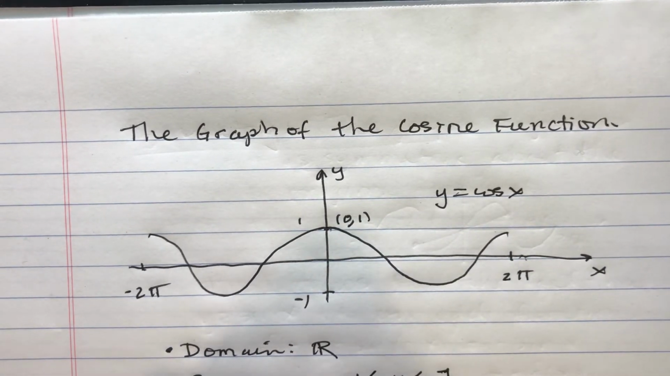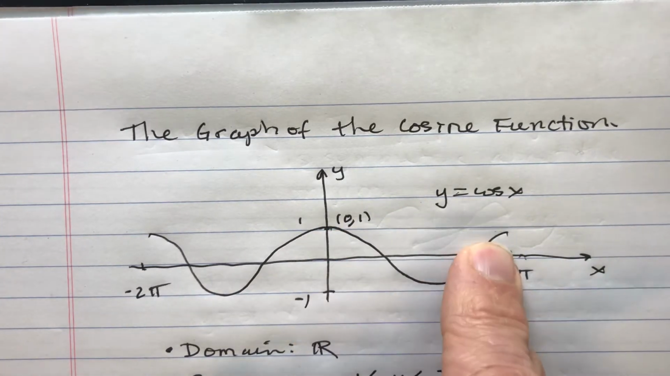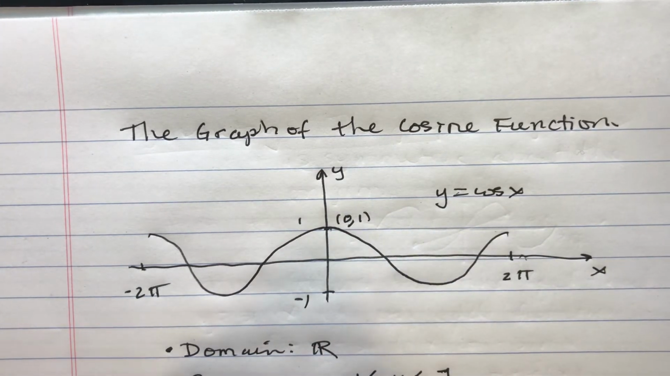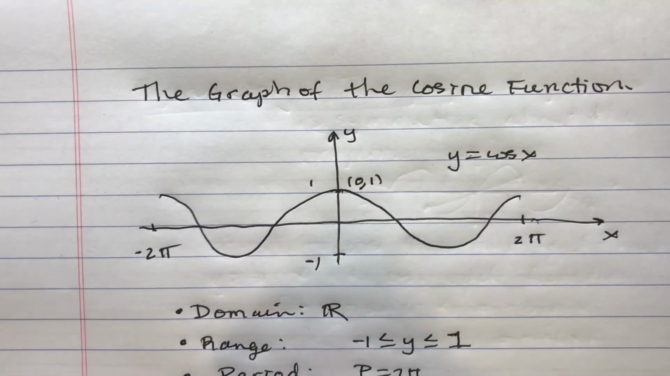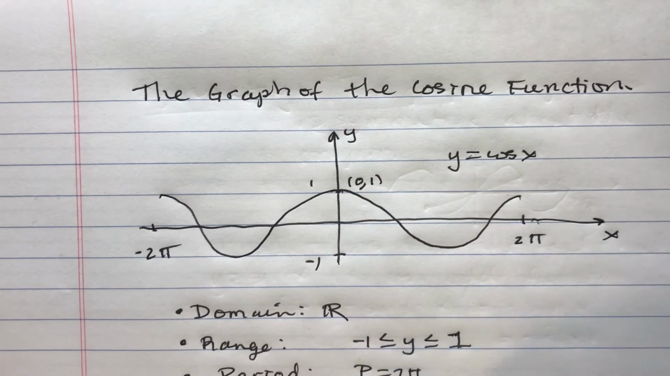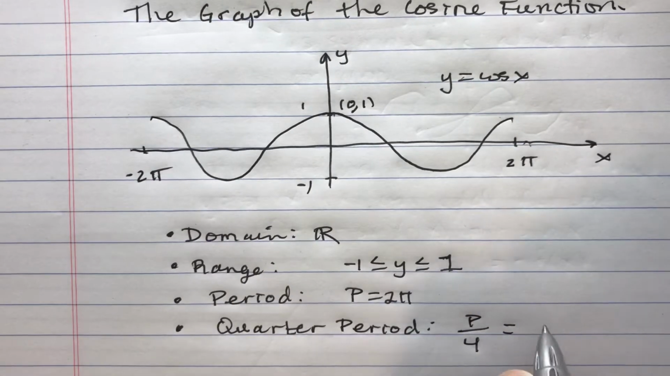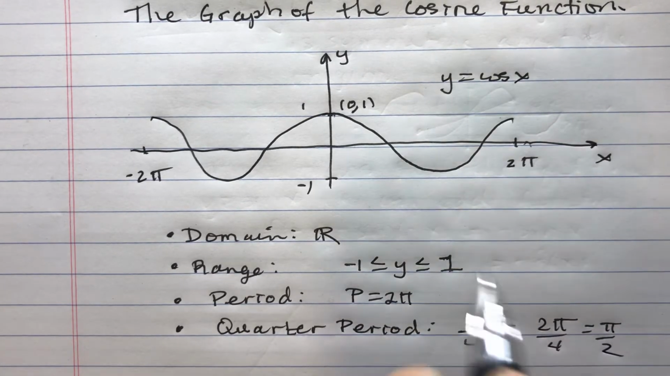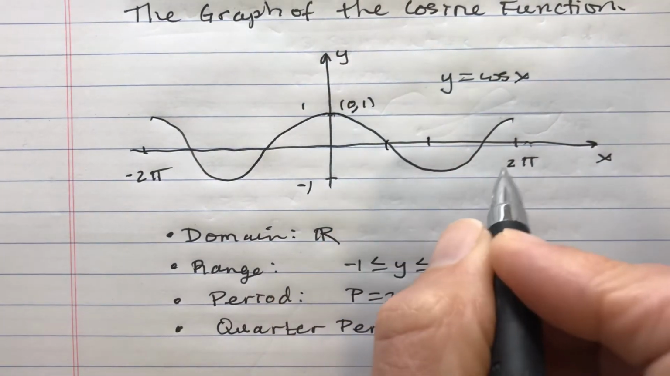The period is p equals 2 pi. That's the least length at which it repeats itself. And then we have something I'm calling the quarter period. Maybe no one else is calling it that, but I think it's a useful thing, which explains itself by the name. It's the period divided by 4. And what that does is it allows us to find key points.